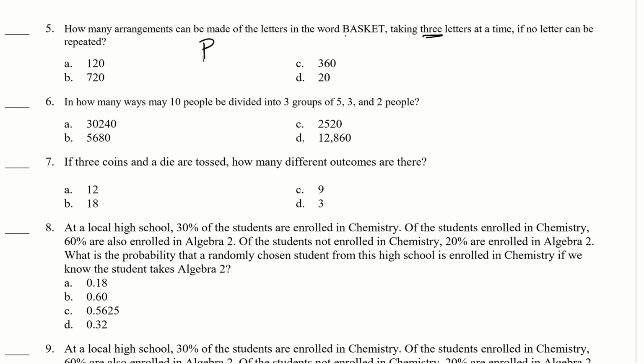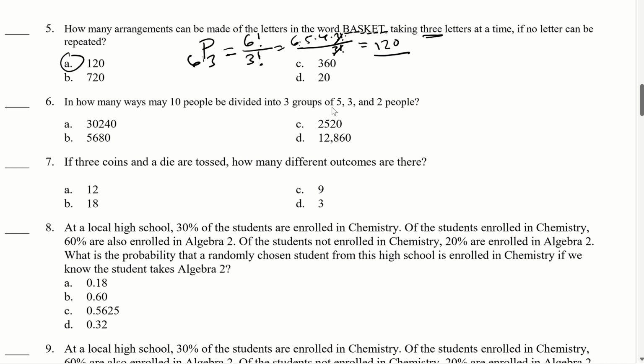So we got the permutation of 6 letters taken 3 at a time, which you could just calculate on the calculator, or you can use the factorials. So 6 factorial divided by 6 minus 3 factorial, which is just 3 factorial. So you get 6 times 5 times 4 times 3 factorial divided by 3 factorial, but those cancel. So 6 times 5 times 4, so it's 120. Again, you can use your calculator for that.